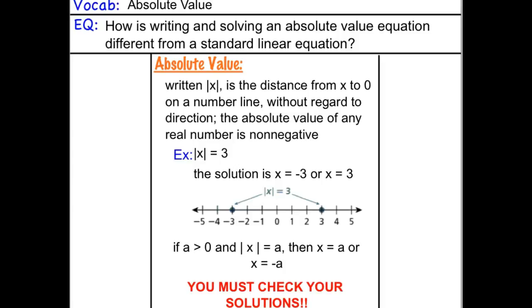absolute value of x, which we write with those bars, is the distance that x is from 0 on a number line, without regard to direction. Negative 3 and 3 are both 3 units away from 0 on a number line. So if we have the absolute value of x equals 3, that means x can equal 3 or negative 3. So what we're saying is that as long as a is greater than 0 and the absolute value of x equals a, then you can split that into 2 solutions: x equals positive a or negative a.